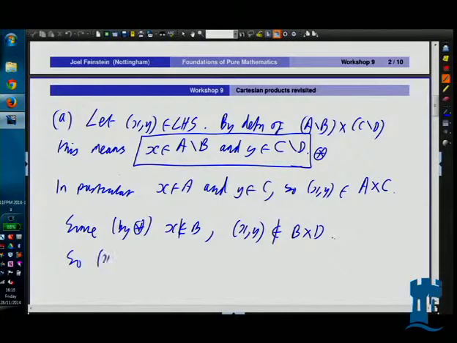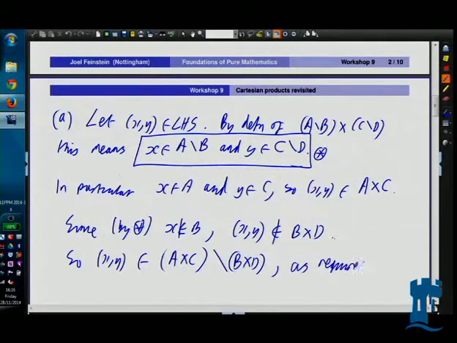So, xy is in A cross C and is not in B cross D, so it's in A cross C take away B cross D, as required. That's the right-hand side. If you're in the left-hand side, then you're in the right-hand side, and so the left-hand side is a subset of the right-hand side.